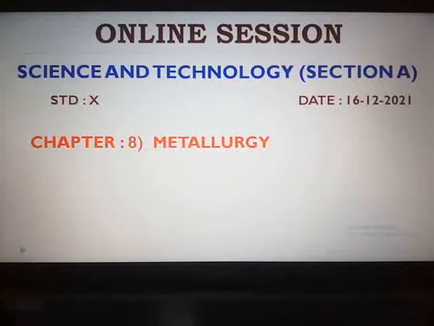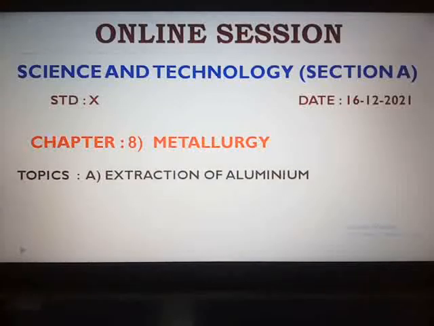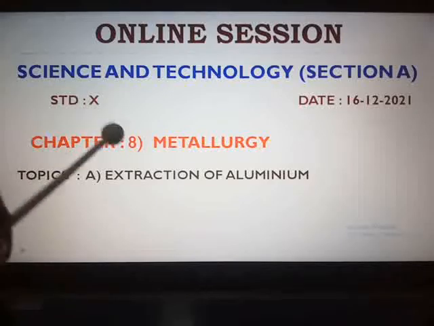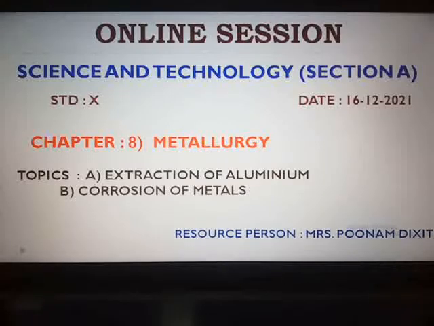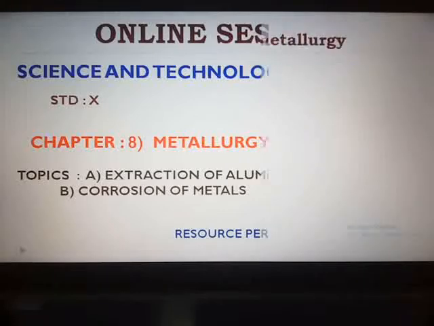In our previous session, we completed the topic of basic principles of metallurgy, concentration of the ores. There are different principles of metallurgy. We had started with how the process of metallurgy works, and in that the first step was concentration of ores. Today we are going to study the next principle, that is extraction, and in that we will study extraction of one of the metals, that is aluminium, and then we will get introduced to the topic of corrosion of metals. So without wasting time, let us start with our basic principles of metallurgy.